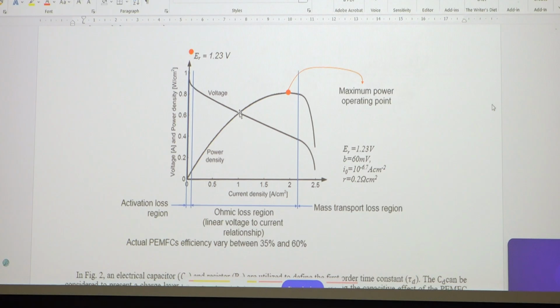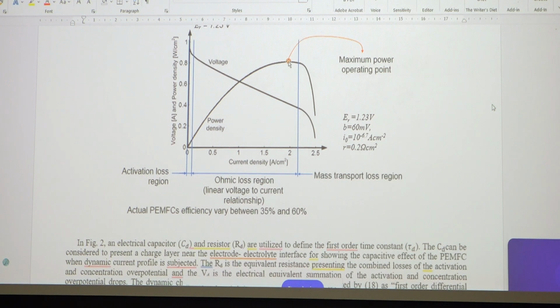We always try to operate this fuel cell at the intersection point, also called the nominal operating point. The red dot is the maximum power operating point. At this point we have the extreme limit of the ohmic voltage drop region. After that we have a non-linear region, so the power suddenly reduces. This non-linear characteristic happens due to the concentration voltage drop.